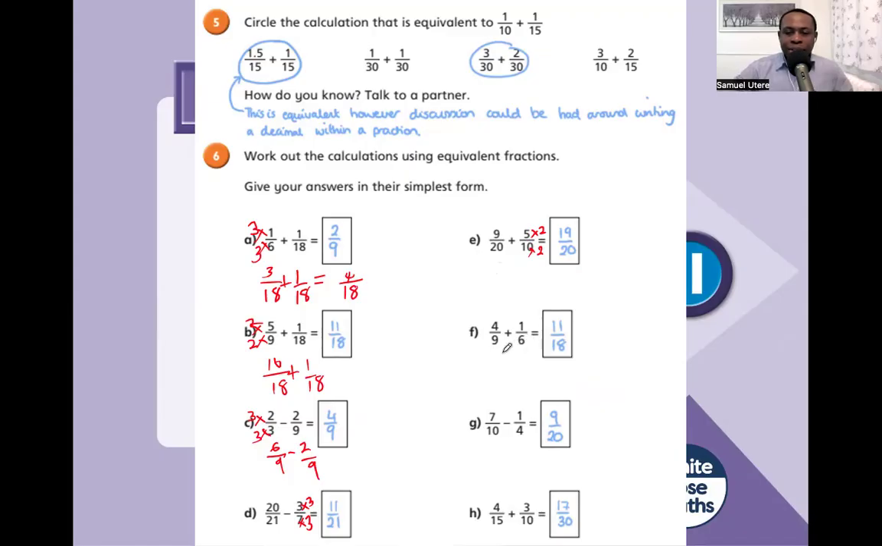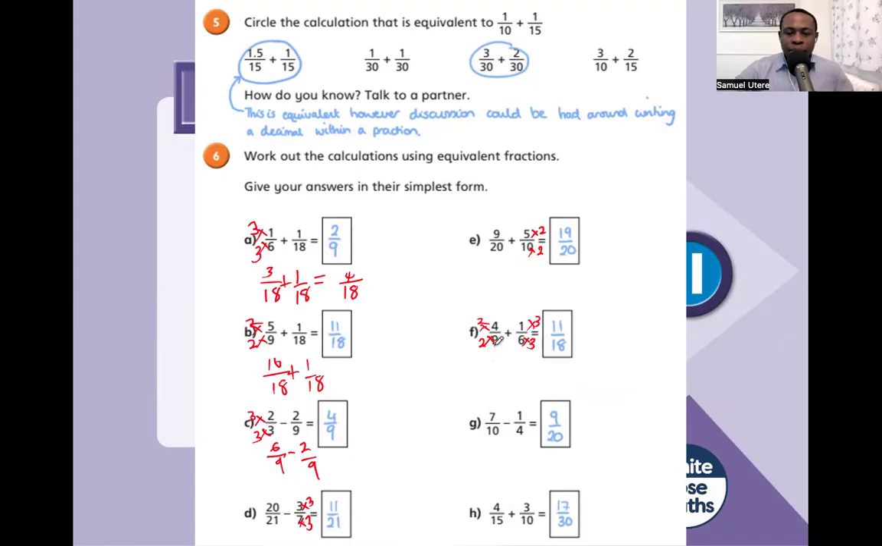This one might look a bit challenging, but you can see that the lowest common multiple has to be 18. So for this, we have to change both of them. So we'll have to multiply that by 2, that one by 2, that one by 3, and that one by 3.